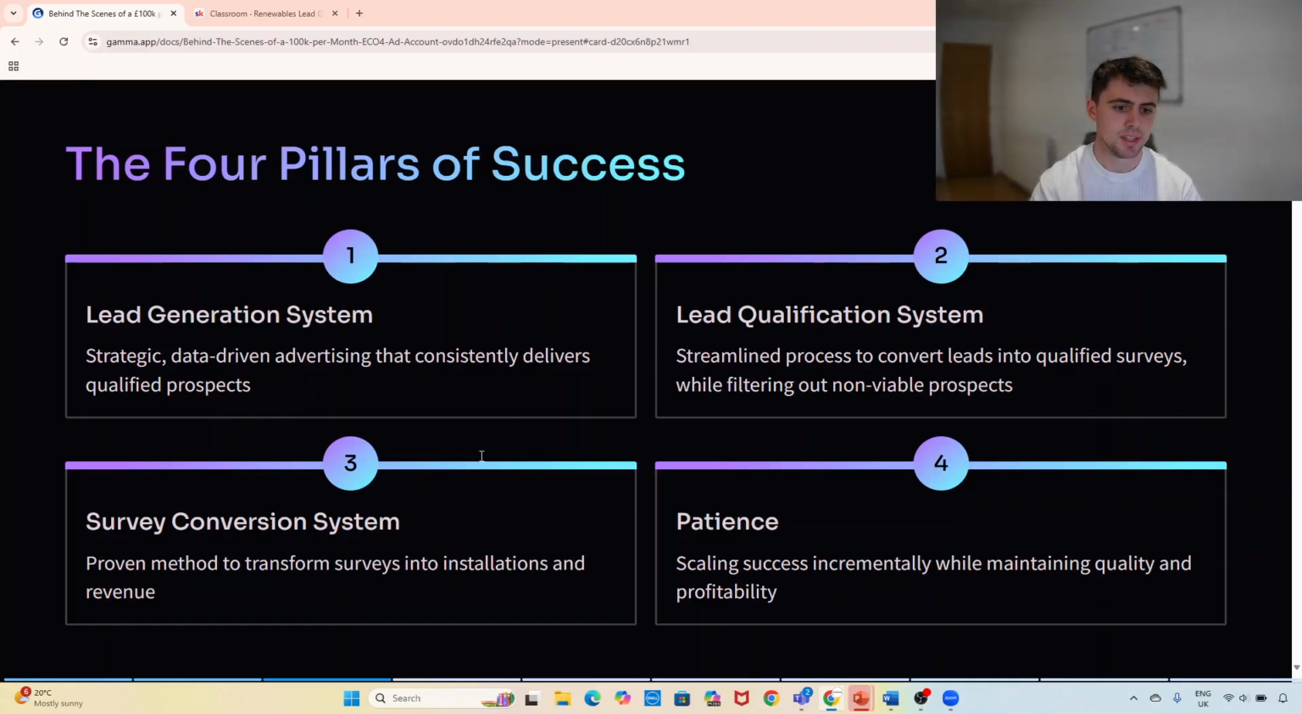actual survey. Third, which is mainly taken care of by our clients, so points 1 and 2 we take care of. Point 3 is turning a survey into an actual install, so making sure that your operations, submissions, compliance, things like that are all taken care of. And then 4, as a little bit of a bonus one, is patience. So making sure that you aren't trying to chuck 100 grand at an advertising account straight away, and that you have a bit of patience to scale up with the correct foundations in place.